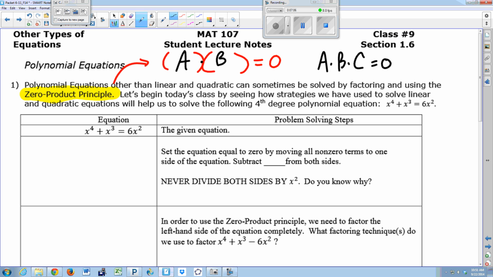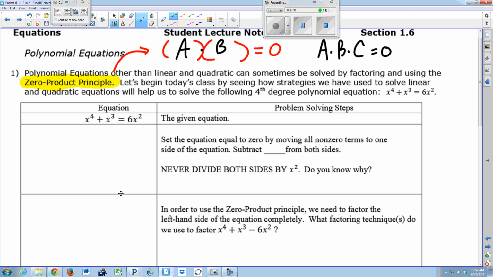Okay? So the zero product principle is not just 2 factors. We've only seen it with 2 factors because up to this point we've only solved quadratics. So the idea here with a polynomial equation is to get all your terms on one side, everything, and set it equal to 0, because this idea, this zero product principle, is key to solving so many of our equations.